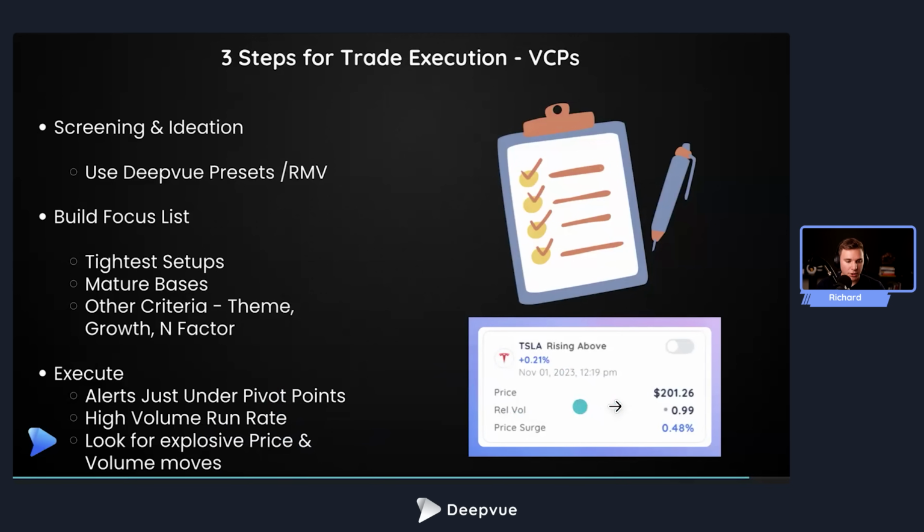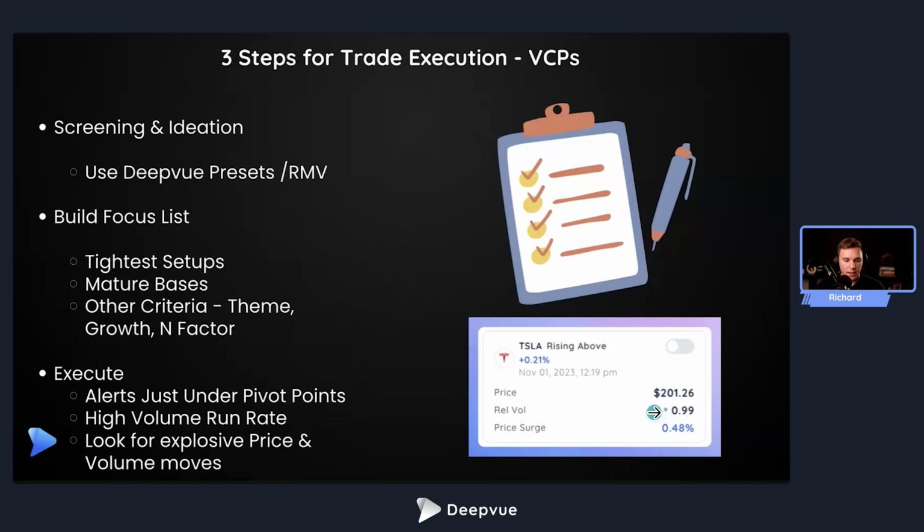We've got the relative volume. If it's under 1, it's below average. If it's over 1, say 3, it's 3 times the average. And we've got the price surge, which is the recent price movement of the stock as it triggered this alert. This is available both in text as well as email alerts. It allows you, in just this quick picture, to get a sense of the price move of the stock and see if it's actionable based on the alert. So these are the 3 steps from screening and ideation, to building that focus list, all the way down to executing.